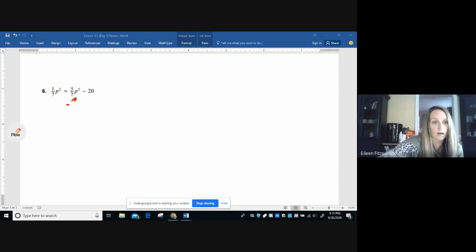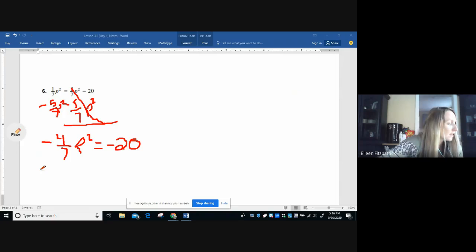All right, so I'm going to subtract 5/7 p squared from both sides. That's a 5/7 minus 5/7 p squared. They're like terms, that's why I'm combining them. So 1/7 minus 5/7 is negative 4/7 p squared equals negative 20.